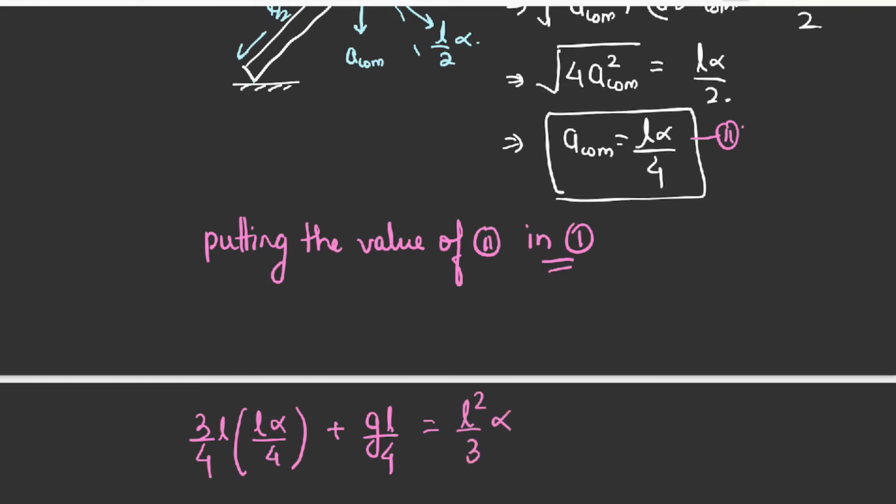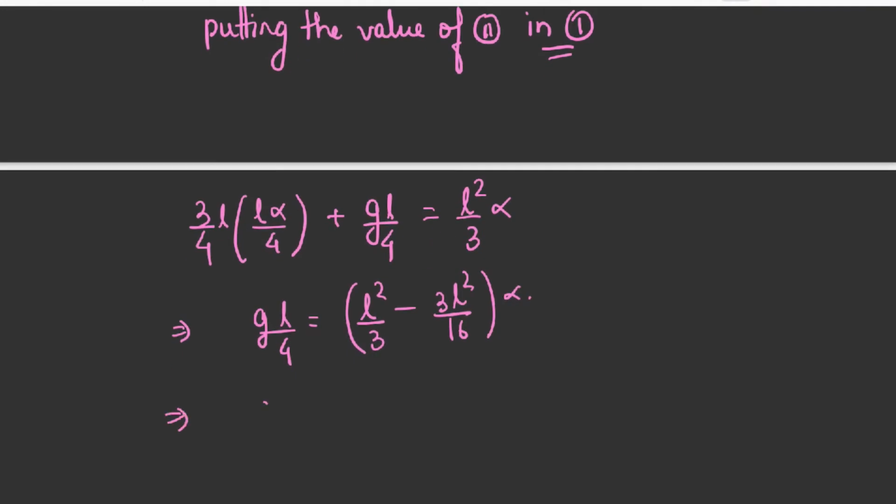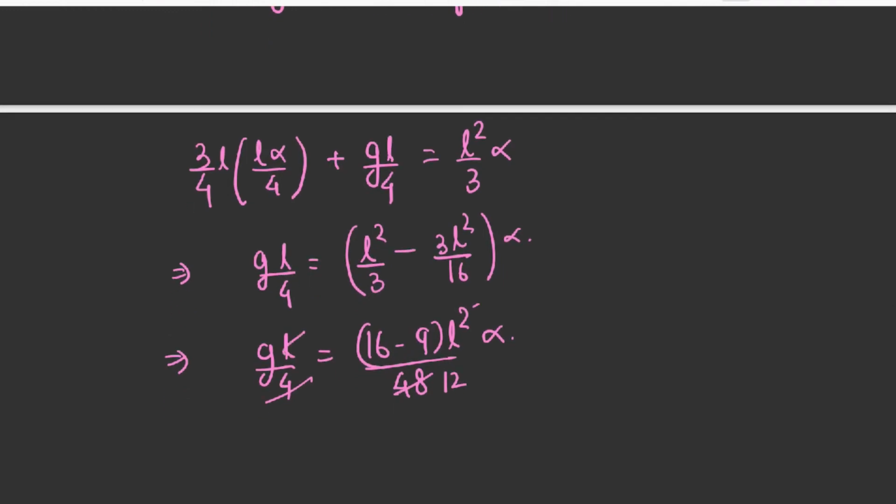Now I can say that alpha is coming in on one side. Yes, I am getting some equation like that. That's right. GL by 4 is equal to what? L square by 3 minus 3 L square by 16. Oh, big calculation. So let's simplify it out. GL by 4 is equal to (16 minus 9) into L square by 48. I can say this is 12 into alpha. L cancels. I got alpha as 12G by 7L.